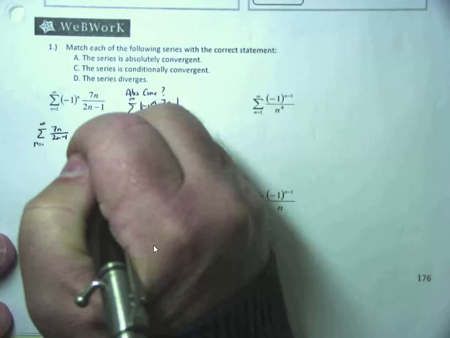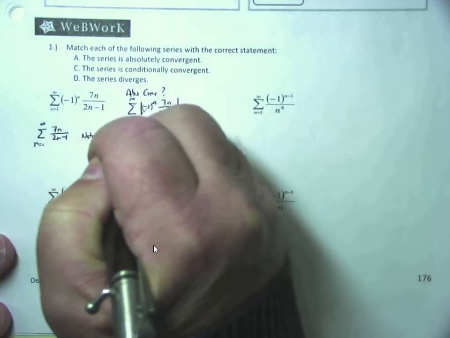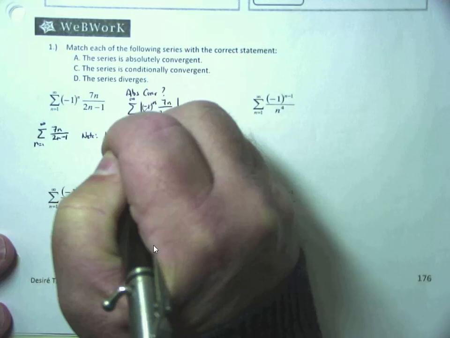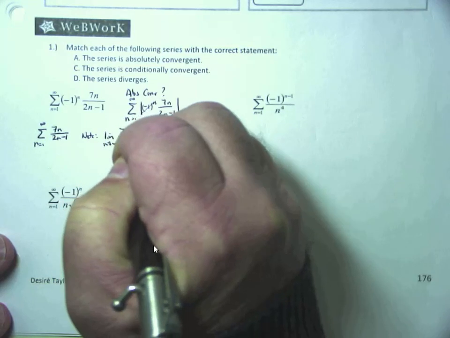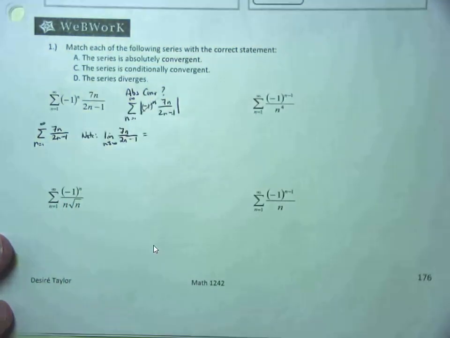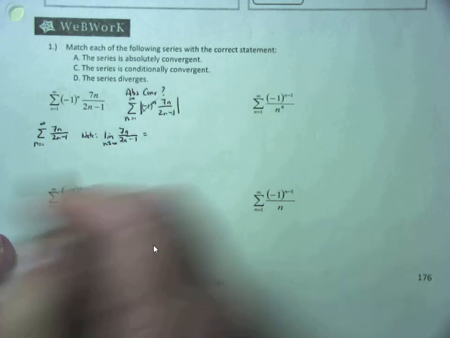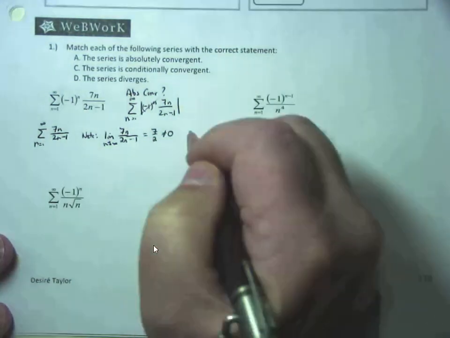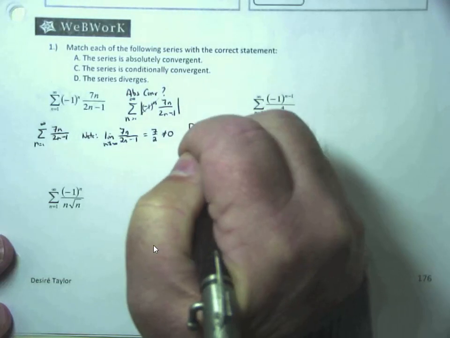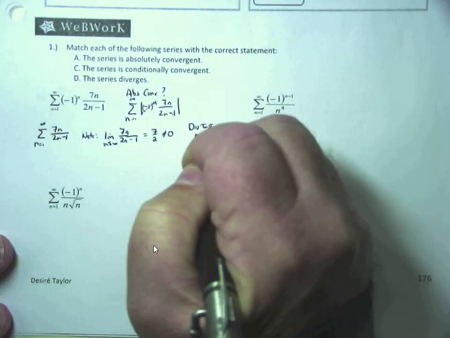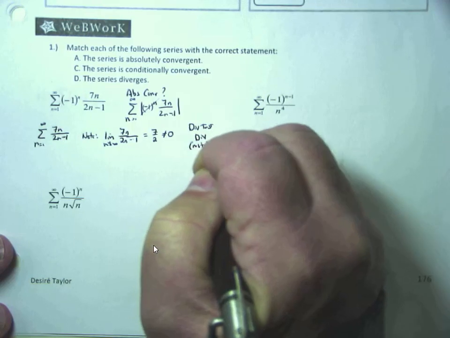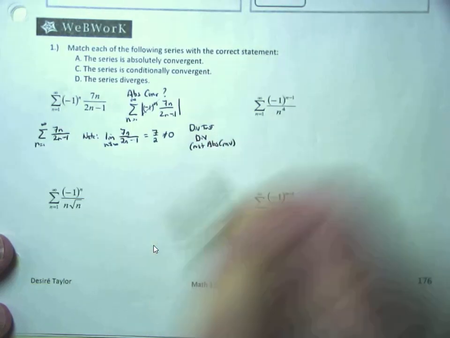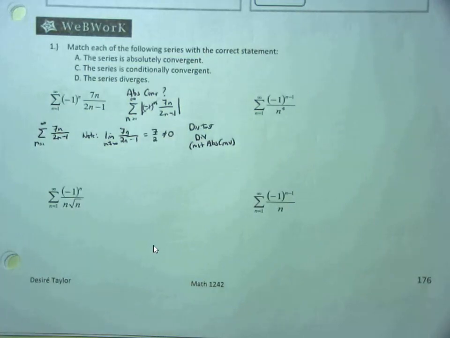So we note that the limit as n approaches infinity of 7n over 2n minus 1 is equal to what? Should we look at it and tell what it is? 7/2. But that's not 0. So therefore, by the divergence test, this thing diverges, which means it is not absolutely convergent. Does that make sense? So it has failed for absolute convergence, and I'm going to go to the next level.